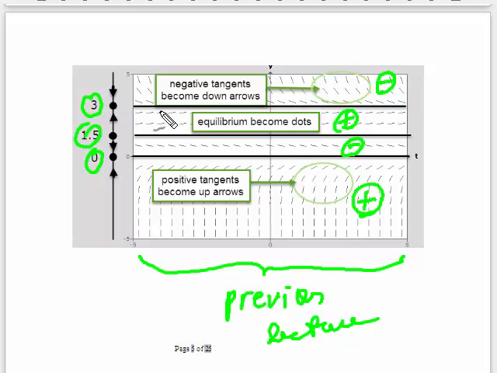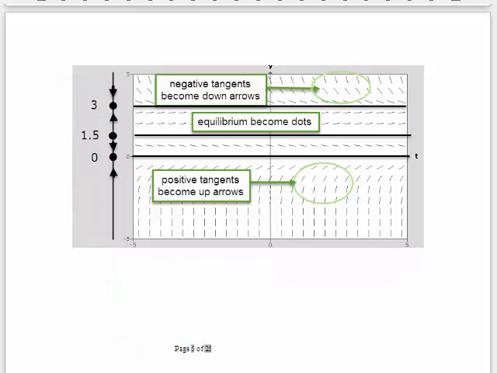Well, all this information is duplicated as you move across in t, and so here is the phase line that summarizes all of this information. The equilibrium solutions are the dots, and if the tangents are negative, that's represented by a down arrow. If they're positive, it's represented by an up arrow. Now drawing the phase line is fairly simple.